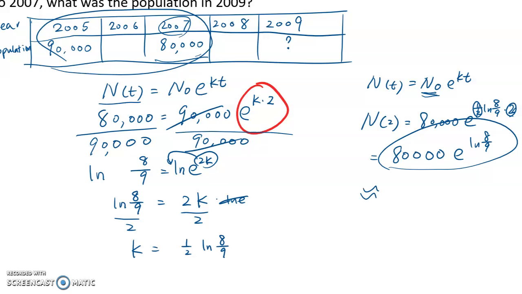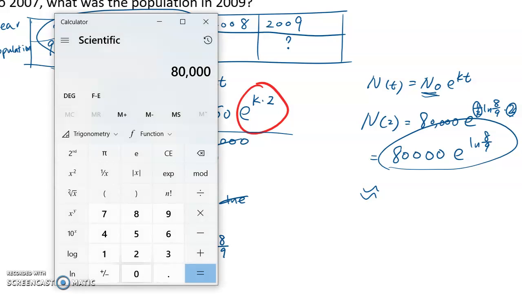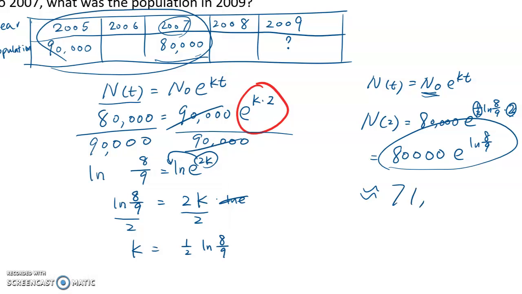I know I will have to round something. So here I have 80,000 times e to the power of, and I'm going to use parentheses here just to be safe, 8 over 9, this number, to the ln. Okay, that's it. So my answer is 71,111.1111. Since it's population, I'm just going to round it to the nearest whole number. So 71,111. Right. So that will be the population in 2009.